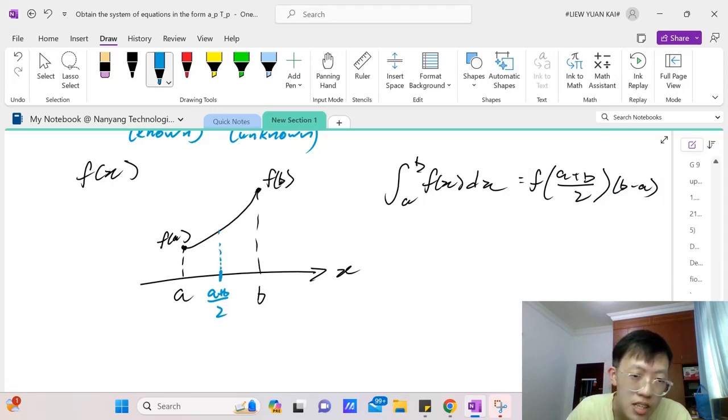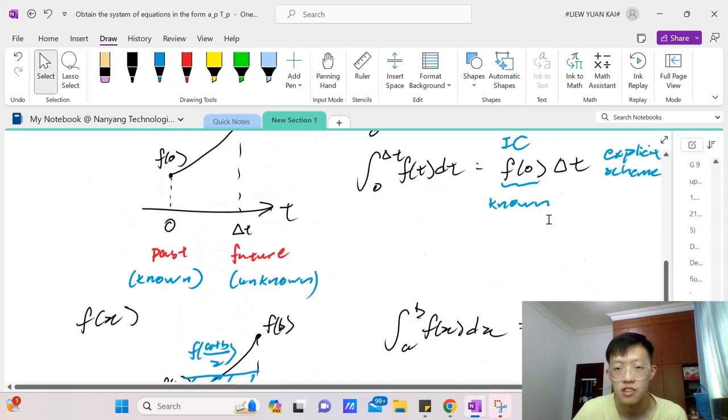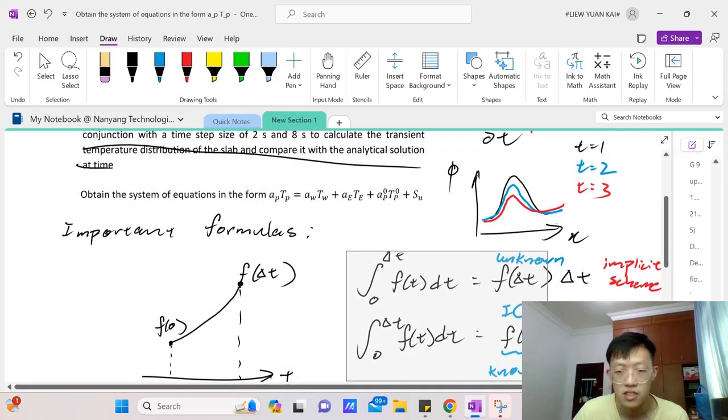So if I go up, this is f of (a plus b) over 2. Okay, so that means we take this y value, we multiply it by (a plus b) over 2, and so we get this graph. I mean, this shaded area, which is more accurate than the other two versions of this integral.